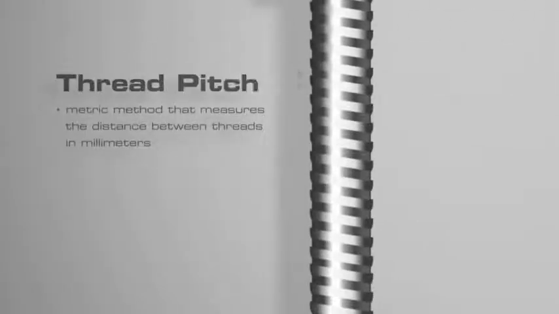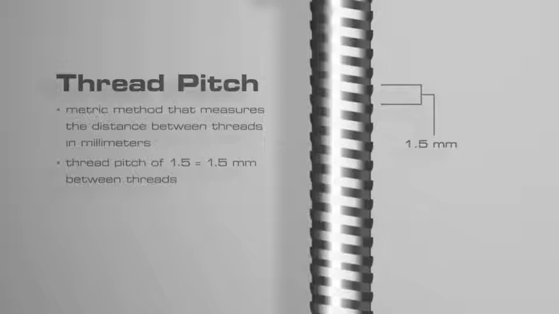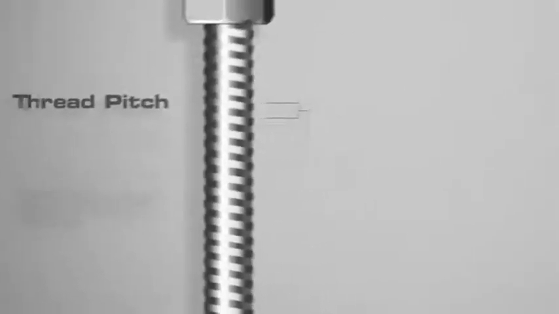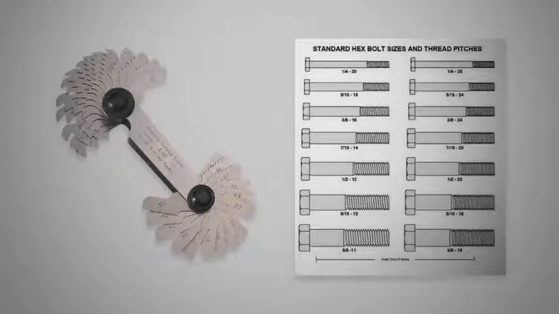Thread pitch is the metric method for measuring threads. Thread pitch is the distance between threads expressed in millimeters. This is measured along the length of the fastener. For example, a thread pitch of 1.5 means the distance from one thread to the next is 1.5 millimeters. Smaller fasteners with finer threads will have a lower thread pitch. TPI and thread pitch are normally measured using a thread gauge. These can be found online and printed, or if used frequently, a thread gauge can be bought.